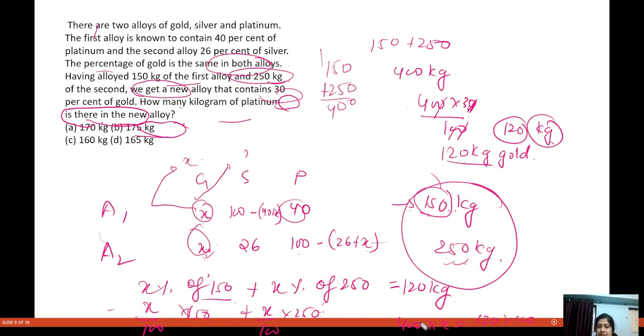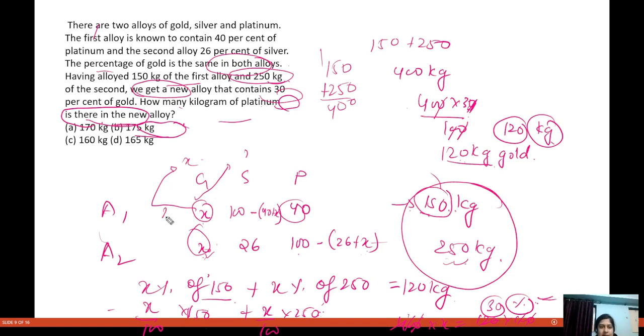So how much percentage are you having? This will get cancelled, and this will also get cancelled, and you will have this 4 here, so you will have this as 30%. So you are getting 30% only.